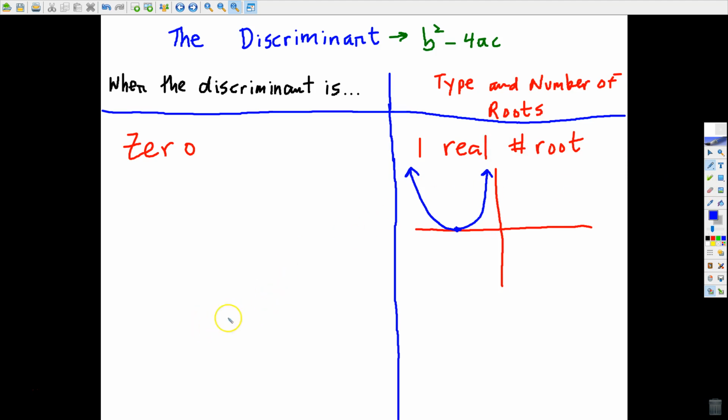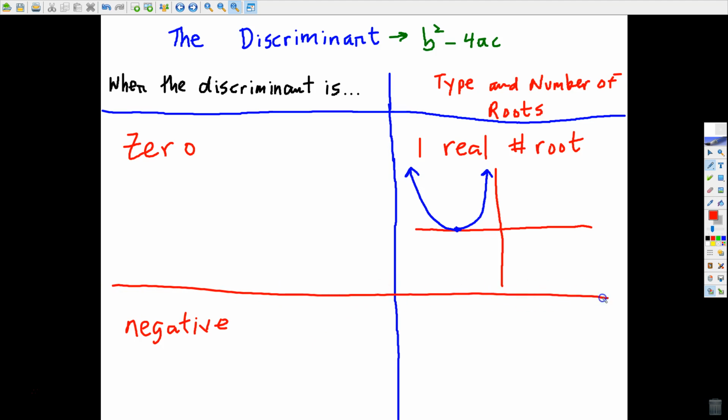Okay, so far so good. And the only other possibility for a discriminant is that it's negative. Board is not cooperating today. If the discriminant is negative, then that means we're going to have two complex number roots. In other words, we're going to have the number i involved in our two answers.